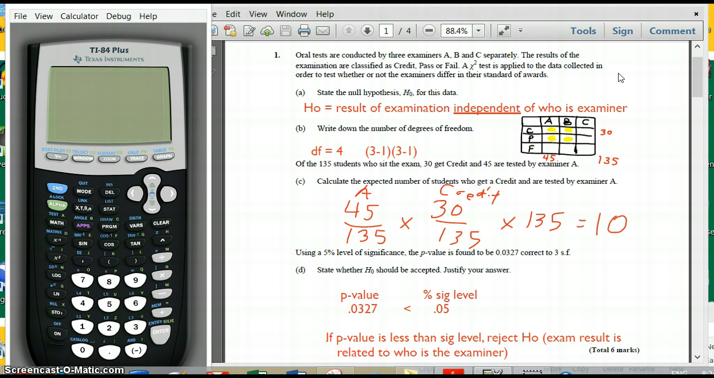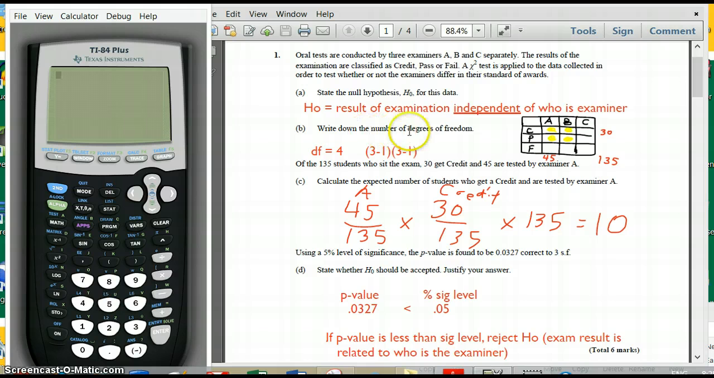So basically we're going to do a chi-squared test on the relationship between exam results and which examiner is doing the exam. So first, state the null hypothesis H0 for this data, and basically we're just going to say that one thing is independent of the other. That's what you always say with the null hypothesis. You say that A is independent from B. So what's A? Well, let's say A is the result of the examination, and we're going to say it's independent of who is the examiner. Okay, so the null hypothesis, we always assume that they're independent.